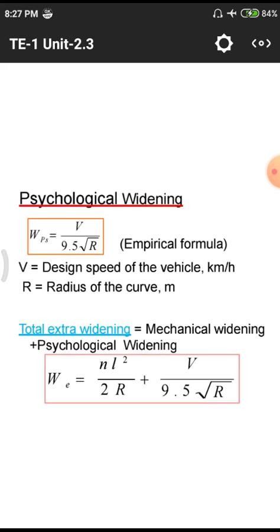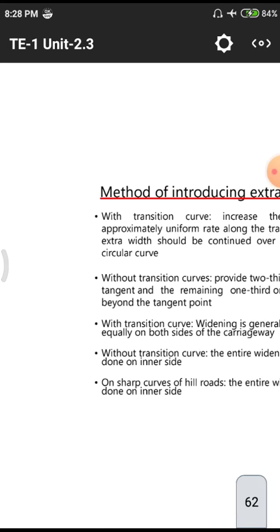Next one, we are having physiological widening, that means WPS. Previously we designed mechanical widening, but here we are having physiological widening. For this physiological widening, we have a direct formula with respect to IRC, equal to V by 9.5 root R, because it is an empirical formula. Here V is the design speed, R is the radius of the curve. So total widening W equals N L square by 2R plus V by 9.5 root R.